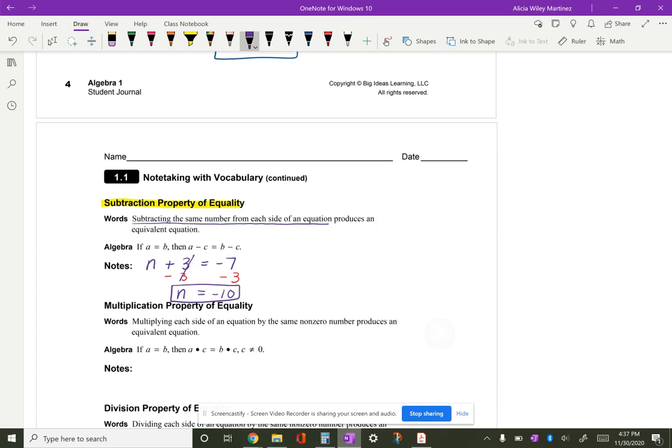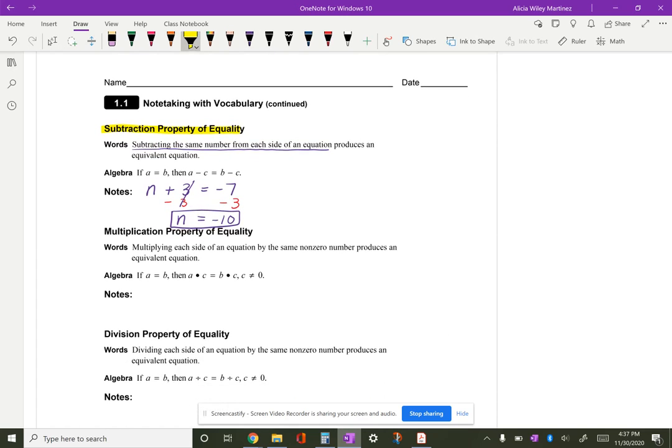The next thing that we have here is the multiplication property of equality. The multiplication property of equality is the idea of multiplying each side of an equation by the same number.